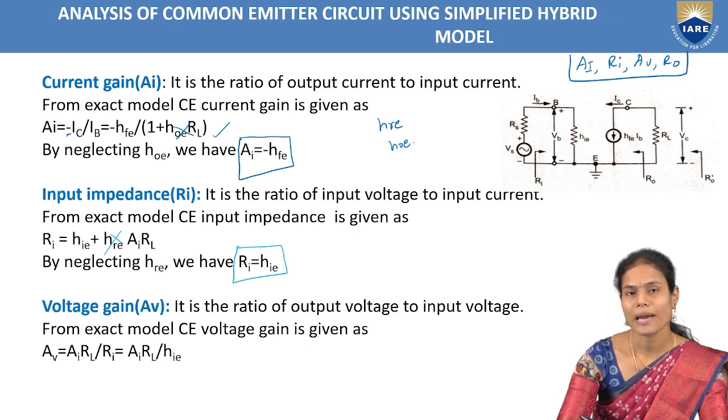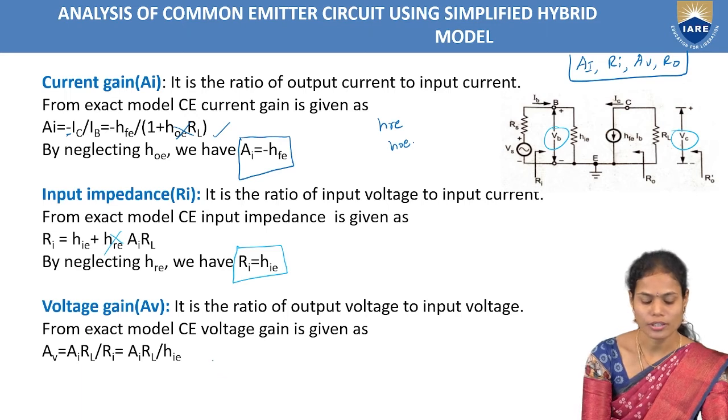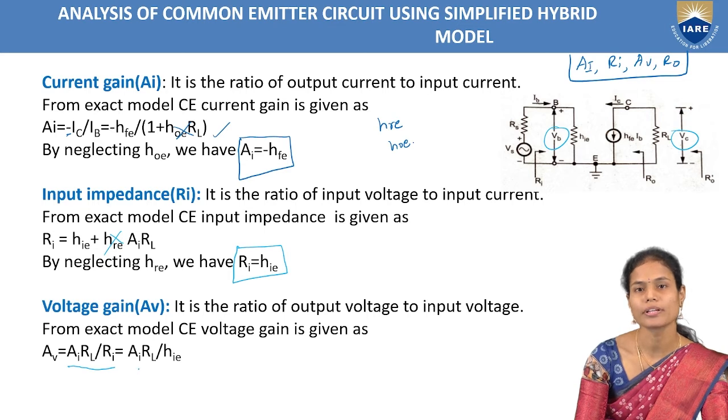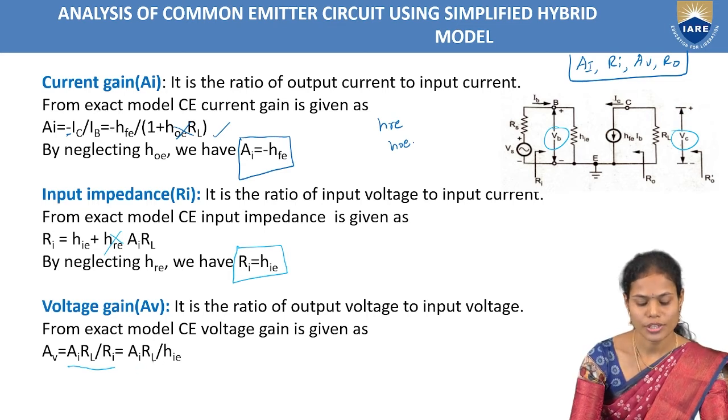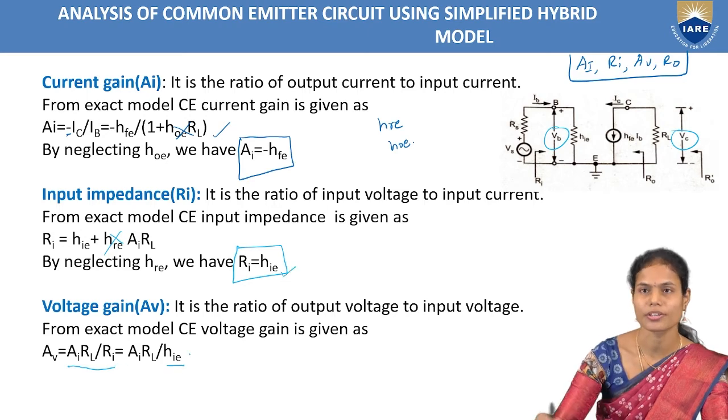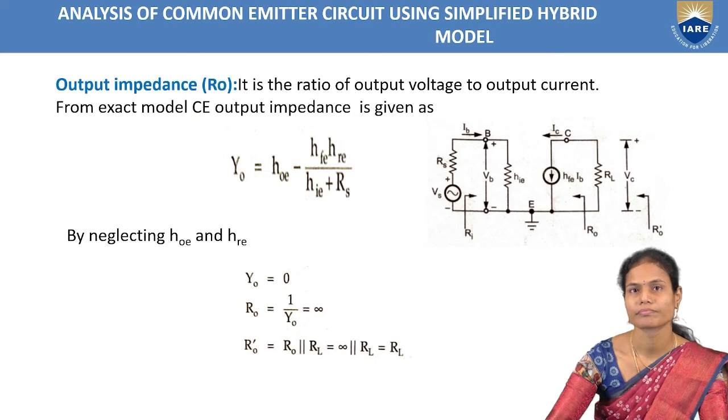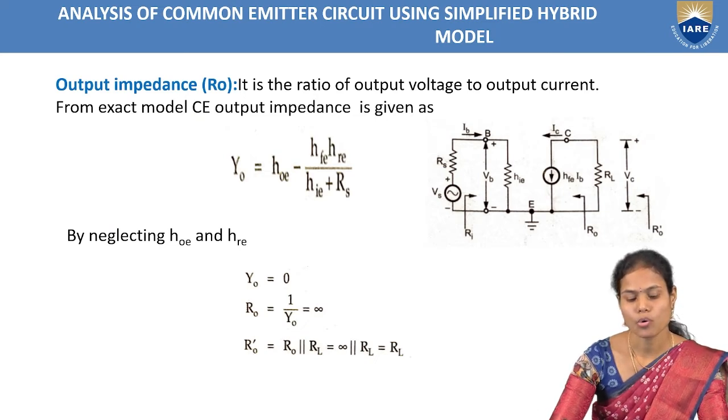And similarly, the next parameter is the voltage gain. So voltage gain is nothing but the ratio of output voltage to input voltage, VC by VB. So from the exact model, the voltage gain is current gain into load resistance divided by input impedance. So here input impedance value we got as HIE. So I have replaced Ri with HIE here. And next parameter is the output impedance. So output impedance is the ratio of output voltage to output current.